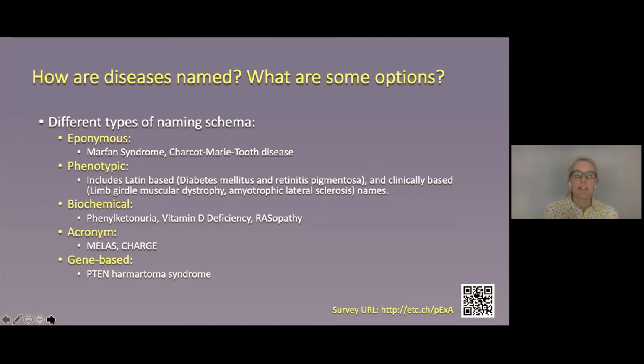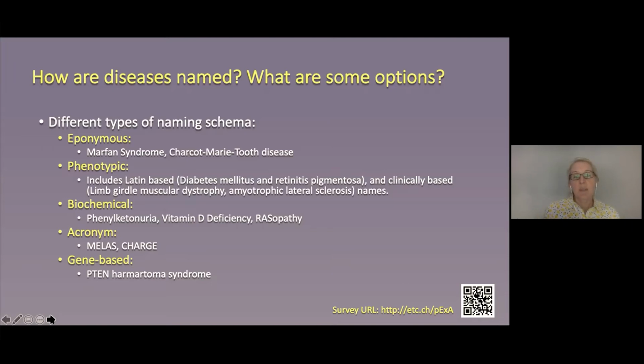The next one is a phenotype or a phenotypic varied name. So this could be things where you use Latin-based names. One of the oldest diseases we know that has the name is diabetes mellitus, which literally means a sweet tasting urine, or even retinitis pigmentosa, right? We're learning about the different types of phenotypes that are observed, or that most common one.